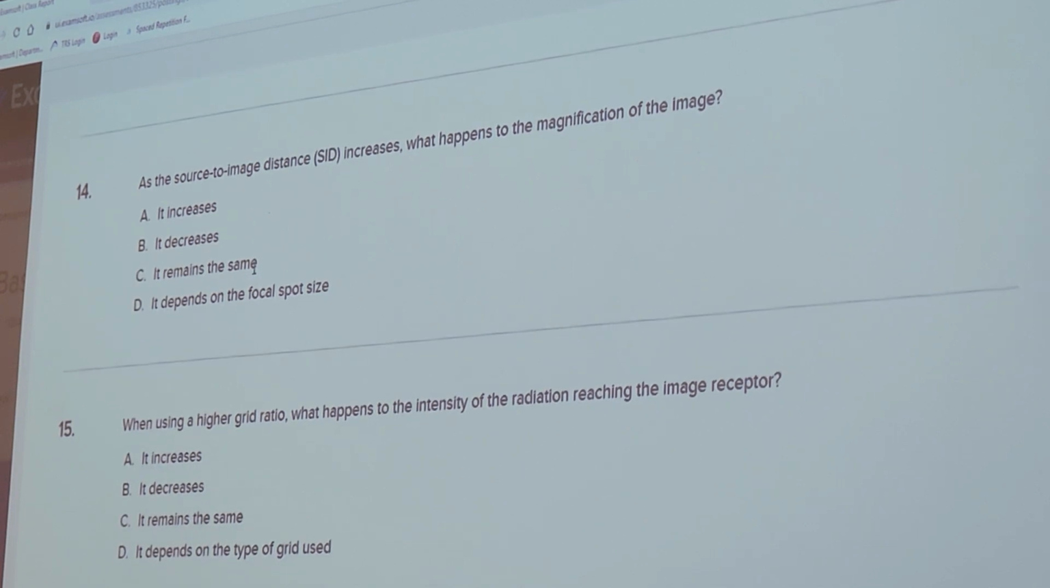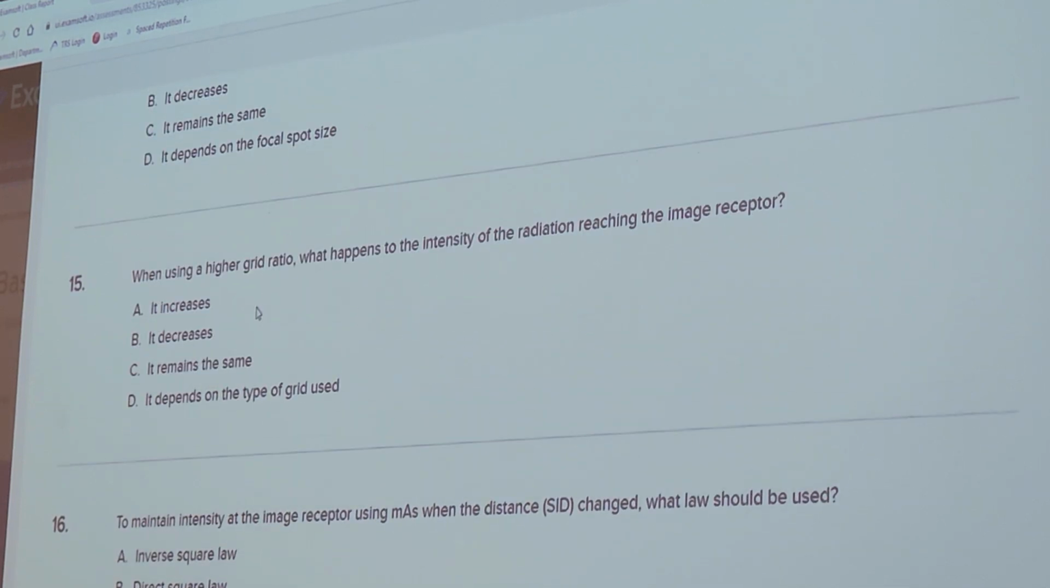Okay. As the source to image distance, SID, increases, what happens to the magnification of the image? Decreases. Yes, awesome. Did Mr. Phung ever show you the light with the phone? Yes, with the hand. Always use that when in doubt.